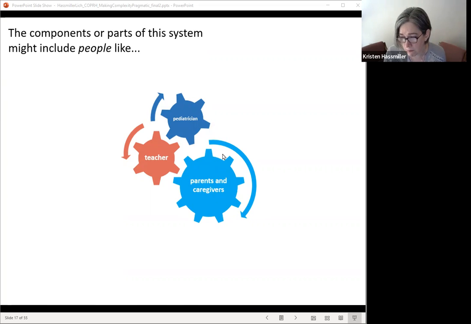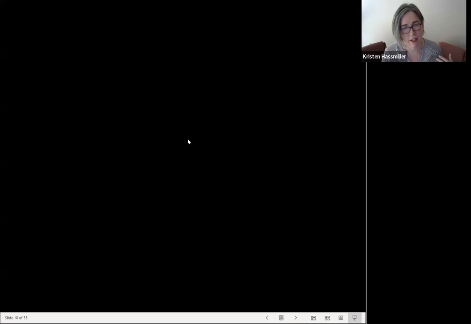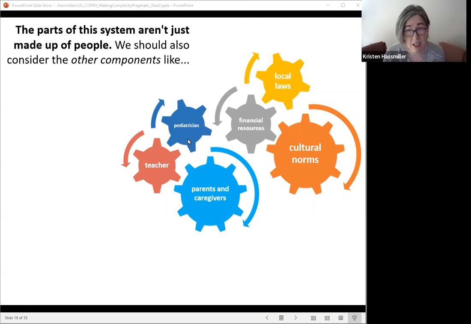So there's people. Who are the people that are involved that the parent has to interact with in this capacity and this role as supporting their child? Well, there's teachers. There's other parents and caregivers. There's pediatricians and specialists, doctors that they're seeing. But there's other parts of the system too that aren't just people. So we want to be thinking about things like financial resources, local laws. I often talk about resources and rules, both formal and informal.